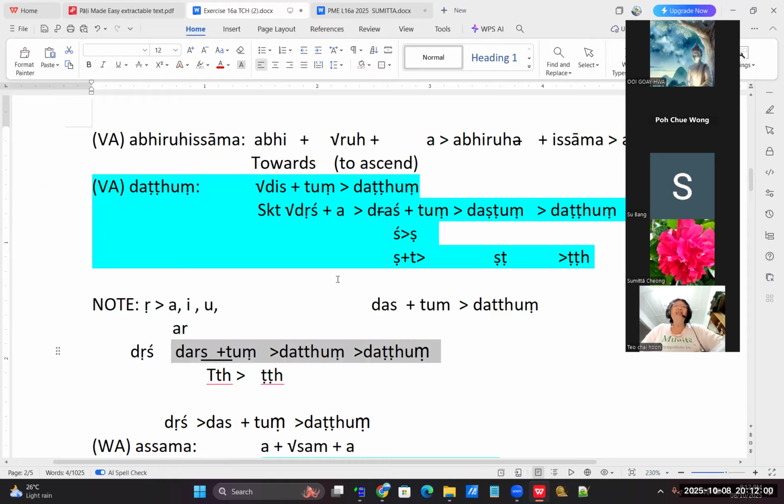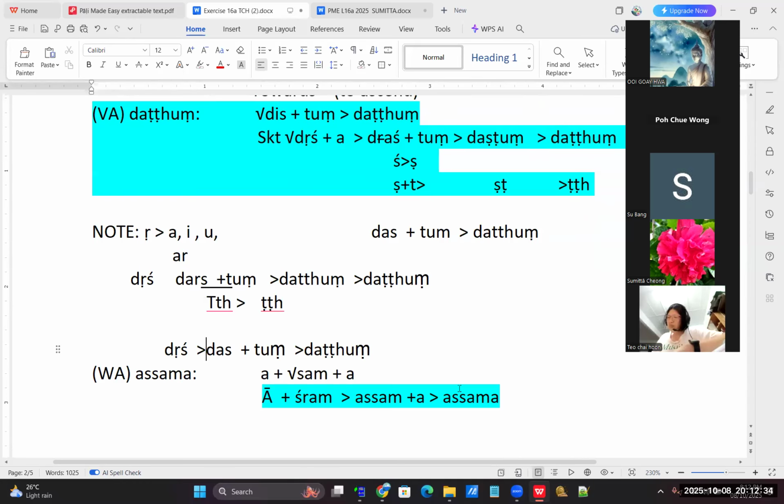Or you make it short still: das plus A plus tum, that one is from the dictionary. This is from the Pali viewpoint. But if you copy from the dictionary, you cannot see why this tum becomes datum. Because there's no need for the A. Das plus A, no need. Dastum, no need. You can directly change it.